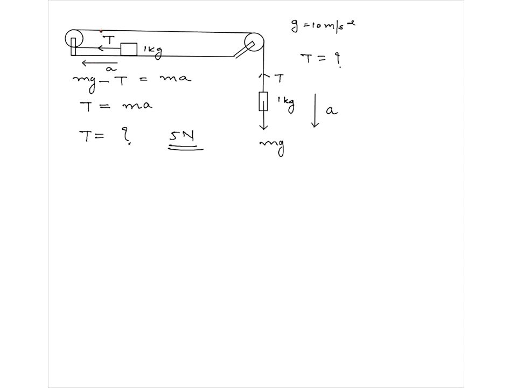So net force on the left is T, and that should be equal to ma. m and m are the same, 1 and 1. So that's why the same small m has been used for both of them. Two equations, two unknowns, a and T. Solve for T. See if you are getting 5 Newton. Any question, let me know.